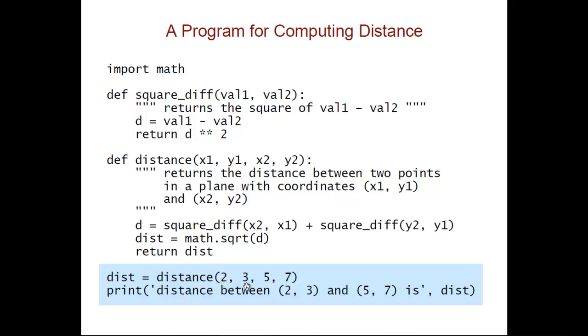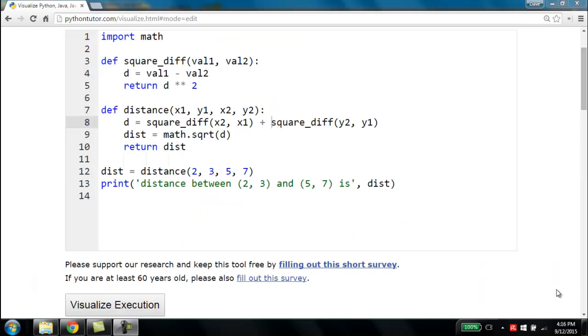And then in the global part of our program, we call the distance function passing in coordinates of 2 and 3 for the first point and 5 and 7 for the second point. It will give us back the distance, which we assign to a variable called dist, and then we print the result. Let's trace through this program in the Python Tutor visualizer.